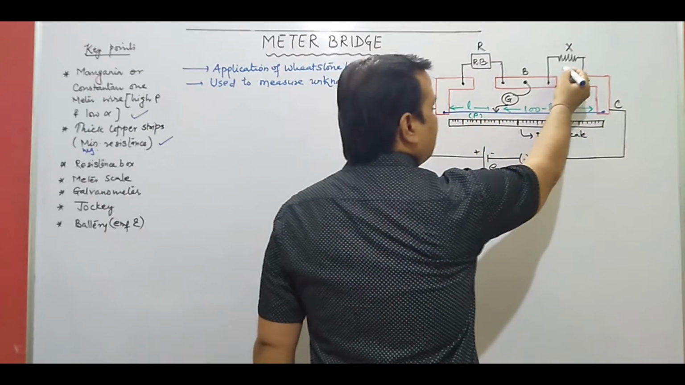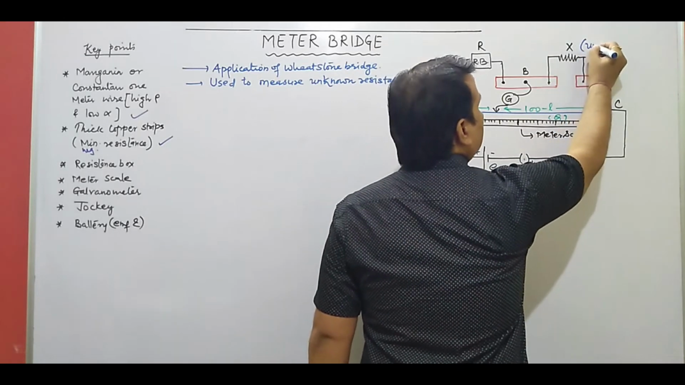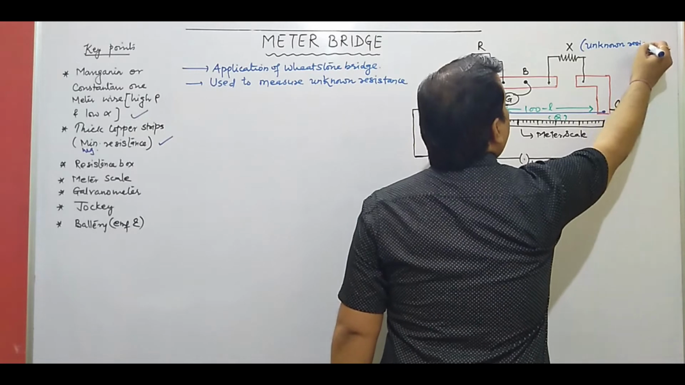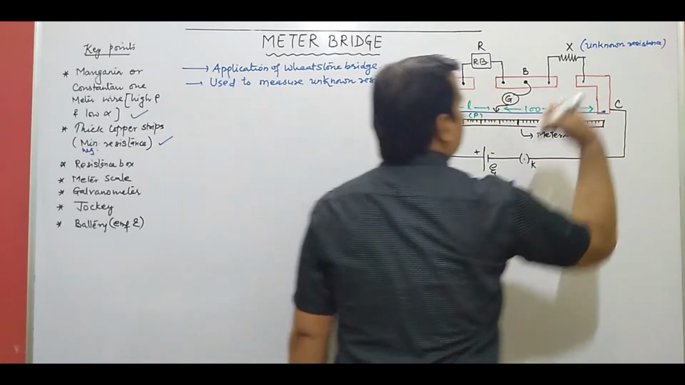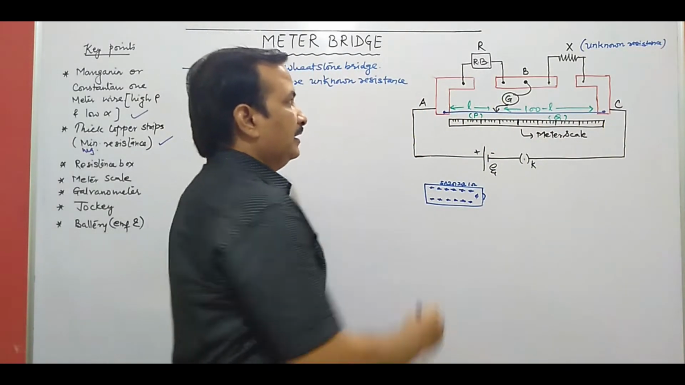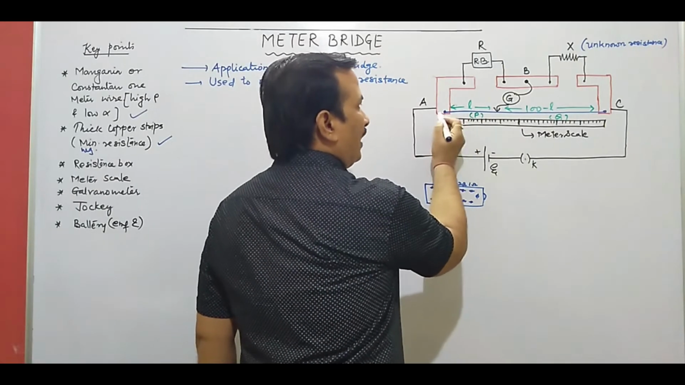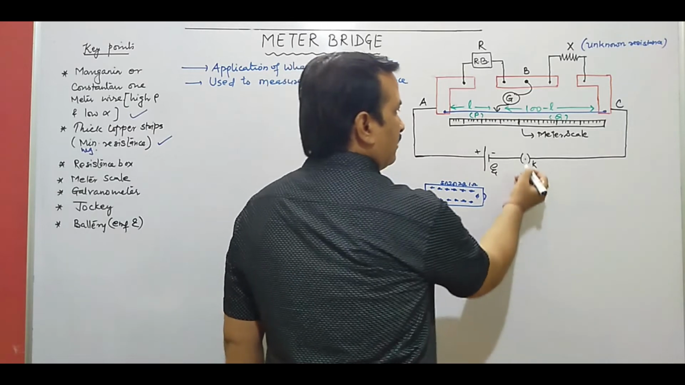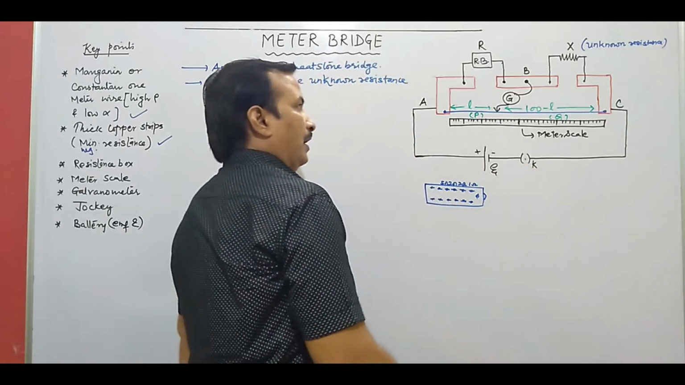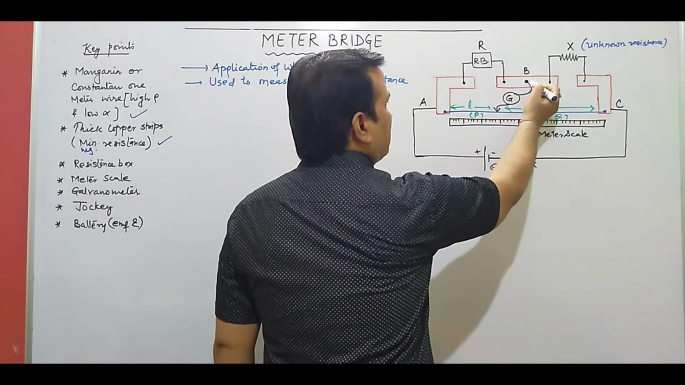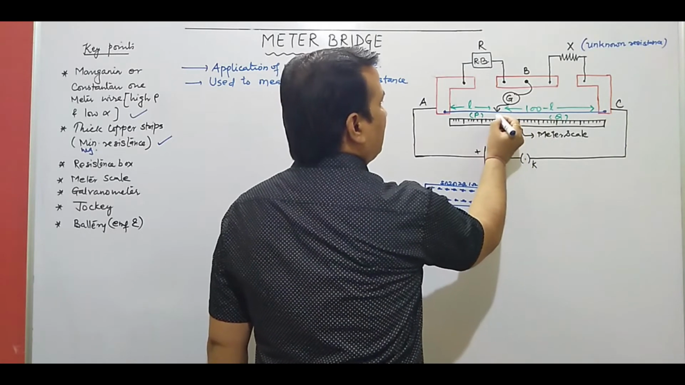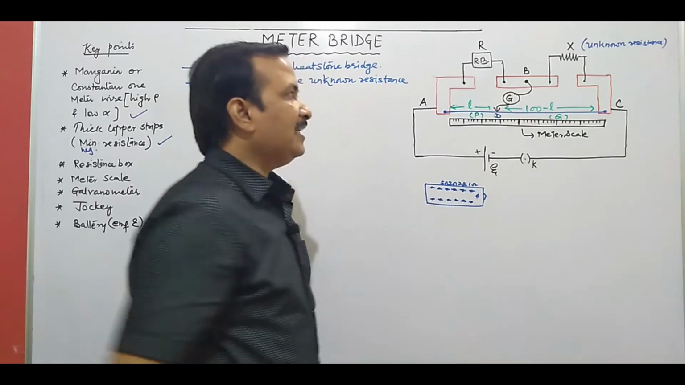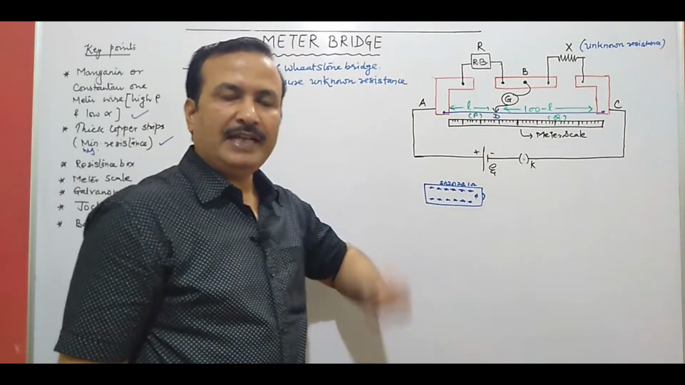Then this X is the unknown resistance. This is the unknown resistance which we will be calculating using the meter bridge. The 1 meter wire is connected to the source of EMF E. One key is connected here. You can see in between the two points B and here, say D, there is a galvanometer used.